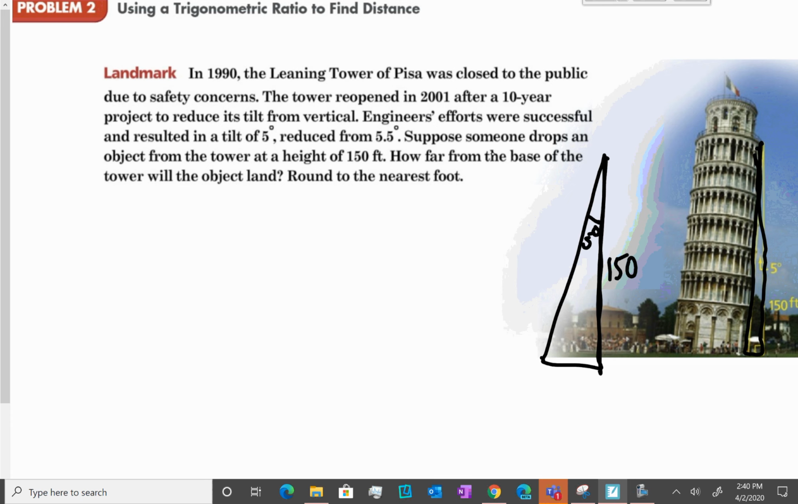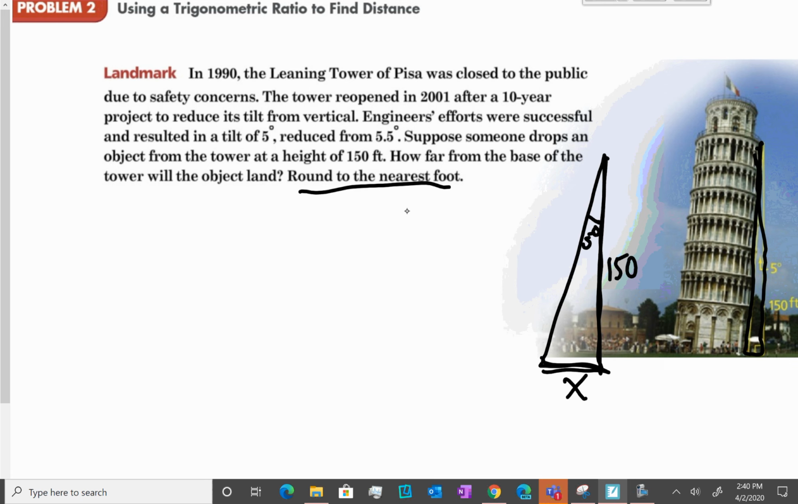So suppose someone drops an object off the tower, the height 150 feet. So we're dropping an object 150 feet, and we want to see how far from the base. So how far is it here? Okay. So we can use our trig ratios to find this out. We want it to the nearest foot.